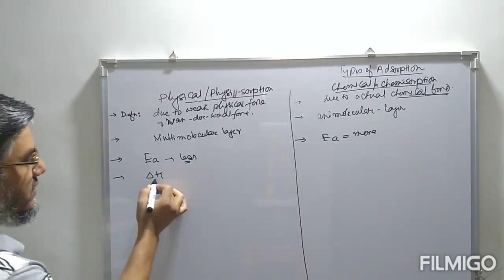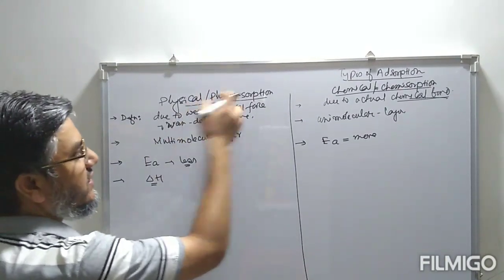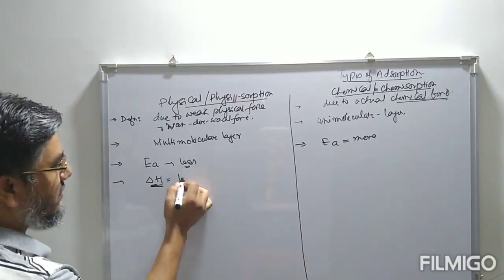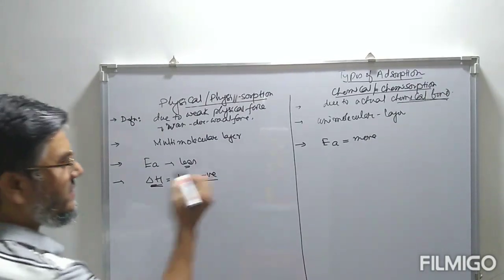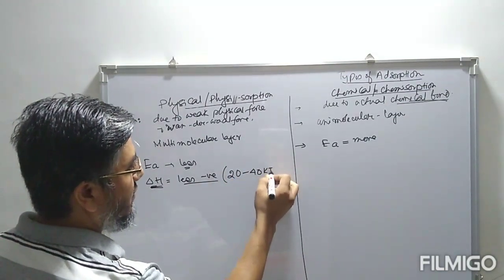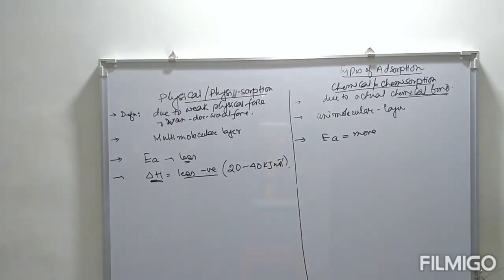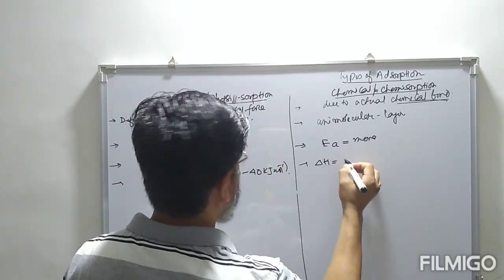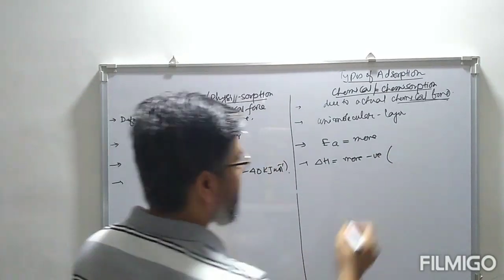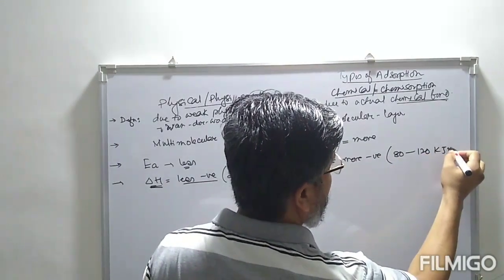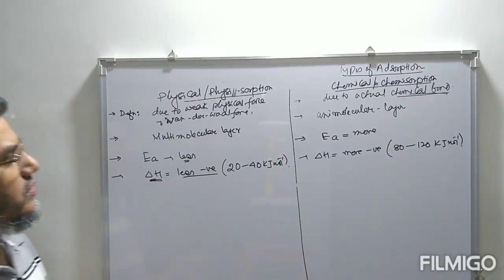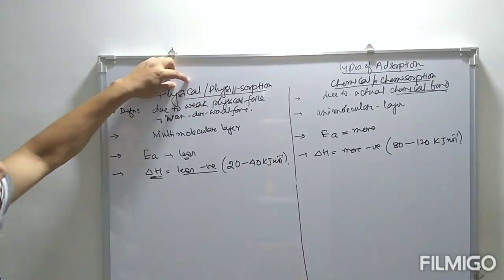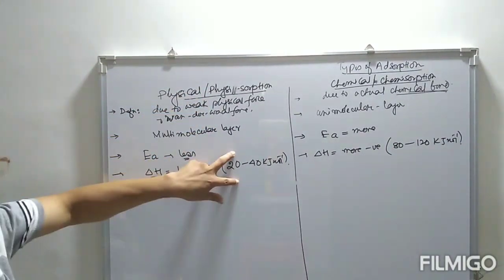Now we have a thermodynamic parameter, that is heat of reaction. The heat of reaction for both physical as well as chemical adsorption is negative; both are exothermic. For physical adsorption, delta H is less negative, basically in the range of 20 to 40 kilojoule per mole. When we compare this with delta H of chemical adsorption, it is more negative, in the range of 80 to 120 kilojoule per mole. During chemical adsorption, more heat is released because of actual chemical bond formation, whereas in physical adsorption only van der Waals force is there, so less heat is released.